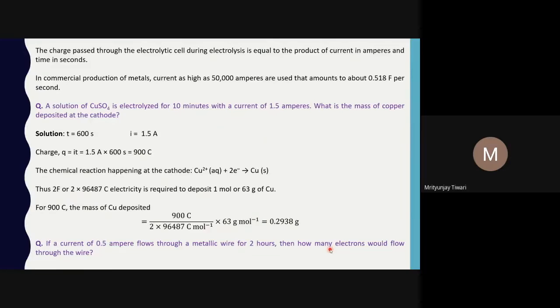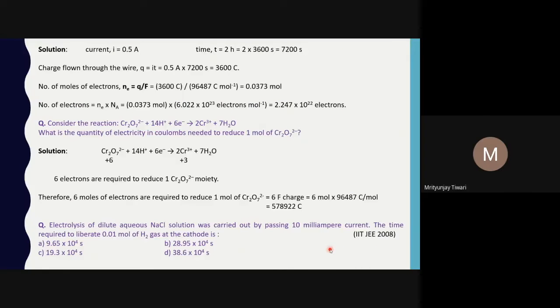And once you know the number of moles of electrons, you multiply that number with the Avogadro number, you will get the number of electrons. And this is what we have done here. So the current is given, I equal to 0.5 ampere, and time t equal to 2 hours.